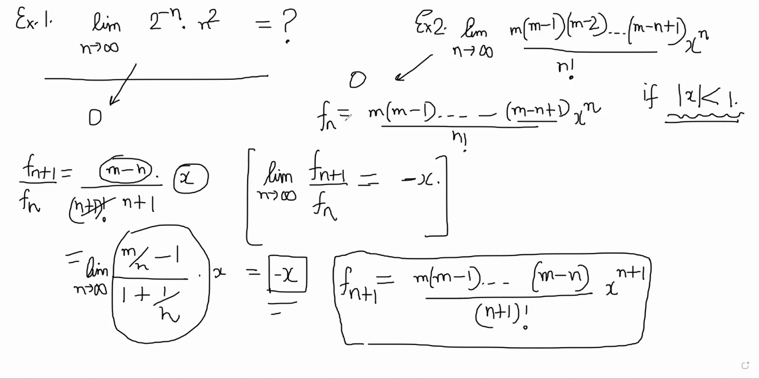Correct? Are you understanding why it is 0? Yes, sir, because the limit L is coming out to be between -1 and 1.